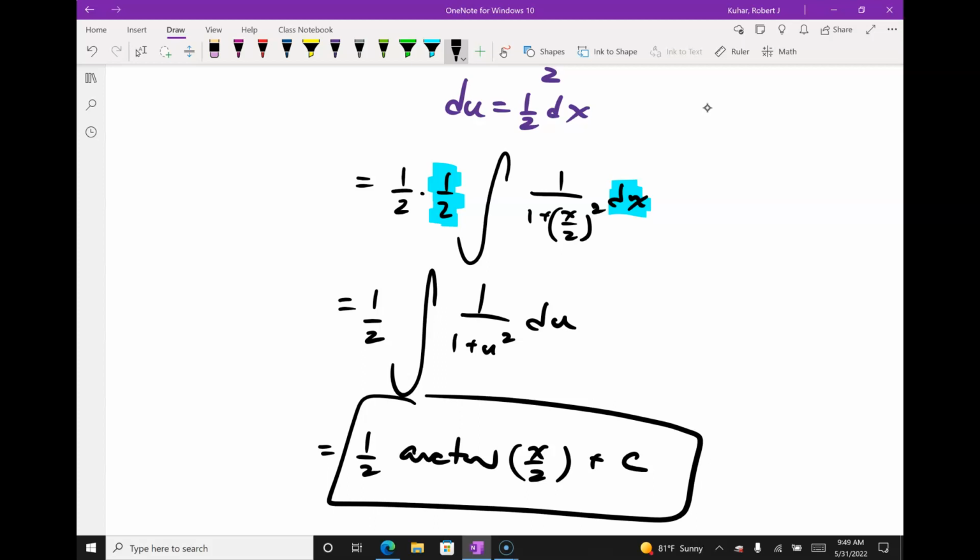Right? So we could just have a direct inverse trig. We could have an inverse trig that needs to be algebraically manipulated to get it to look like 1 over 1 plus u squared. Next level is I have to complete the square.